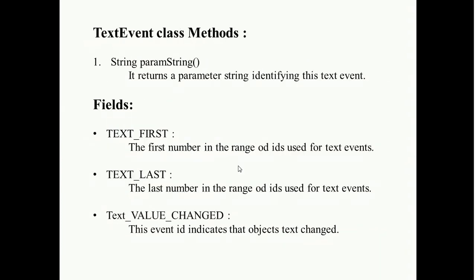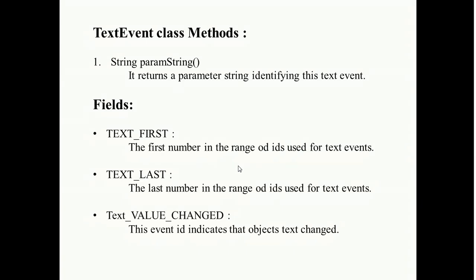Next are the methods of the TextEvent class. There is one method of the TextEvent class, that is paramString. This method returns a String value. It returns the parameter string identifying this text event.